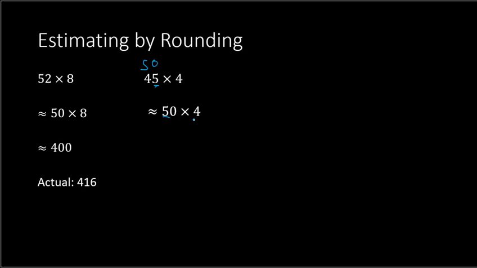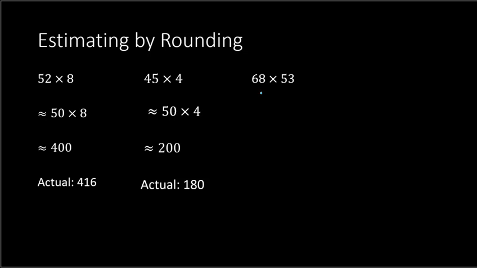And we can do 5 times 4 in your head. That's going to be 20. And then just put a 0 at the end to get 200. So your estimated answer is going to be 200. And the actual answer, if you were to take the time to multiply, would be 180. So notice your estimated answer is pretty close to the actual answer. Let's try a third example.